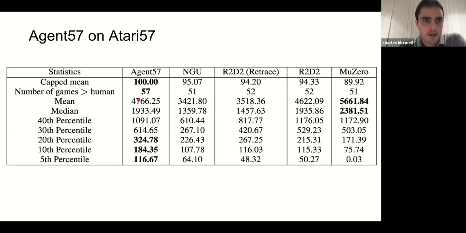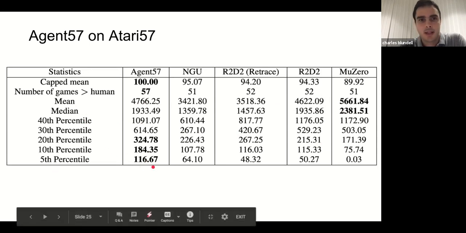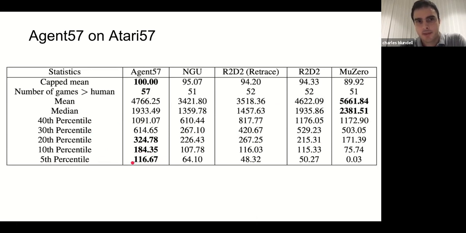But if you compare the actual average scores, it is a bit better than R2D2, but it's definitely worse than MuZero. There's quite a big gap in the mean score, as there is in the median score. But when you look at the tail of the distribution of scores across all games, the distribution over games, you can see it right at the bottom, the very hardest games, the ones where the score is the lowest. That's where Agent57 has really shone compared to, for example, MuZero.